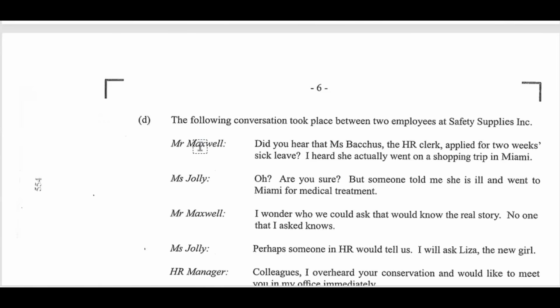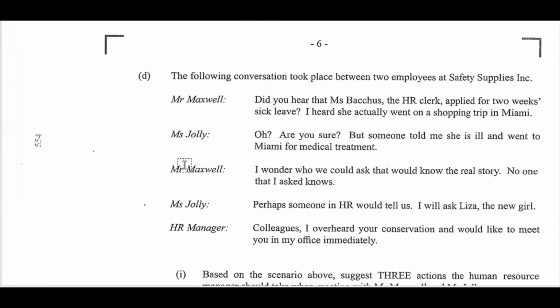Number 1D. The following conversation took place between 2 employees at Safety Supplies Incorporation. Mr. Maxwell, did you hear that Ms. Barkas, the HR clerk, applied for 2 weeks sick leave? I heard she actually went on a shopping trip in Miami. Ms. Jolly, oh, are you sure? But someone told me she is ill and went to Miami for medical treatment. Mr. Maxwell, I wonder who we could ask that would know the real story. No one that I asked knows. It's Jolly. Perhaps someone in HR would tell us. I will ask Liza, the new girl, HR manager. Colleagues, I overheard your conversation and would like to meet you in my office immediately.